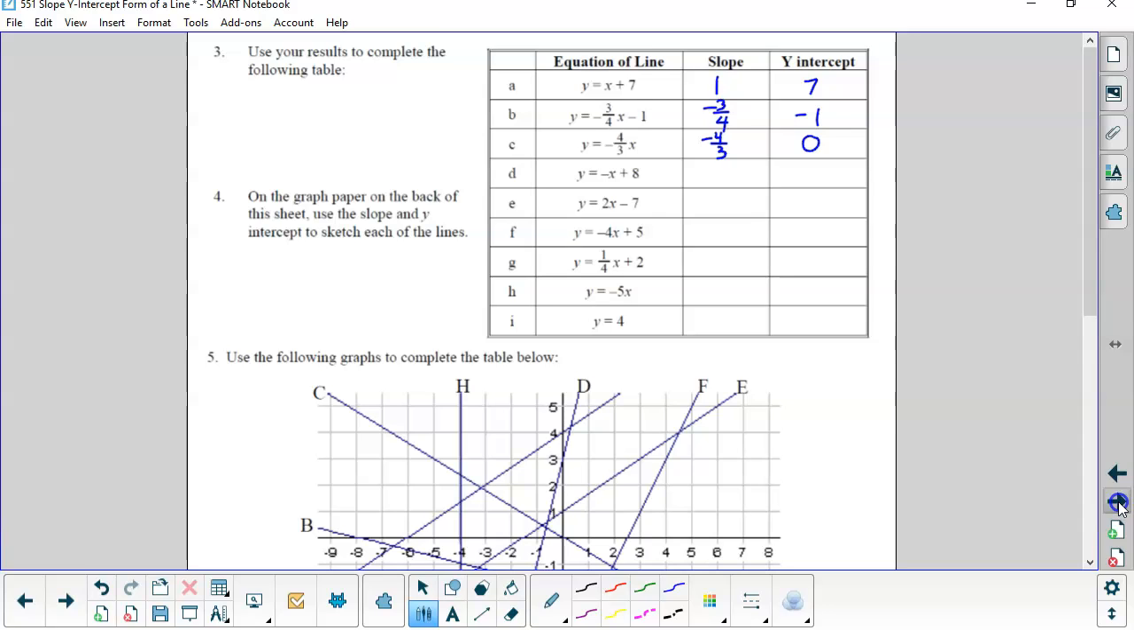Y-intercept here, notice how it doesn't say the coordinates of the y-intercept, so it's just the y-intercept, just the value, not 0, comma, the value. Here, negative 1, positive 8. Coefficient of x is 2, negative 7. Okay, so now you finish off that chart, and then we're going to graph them.